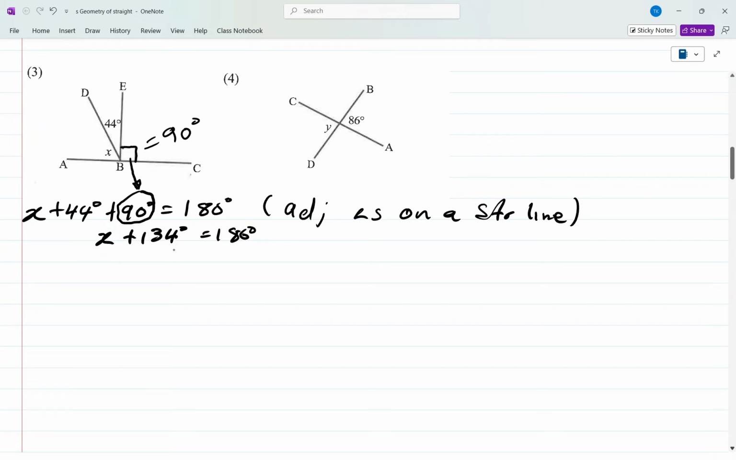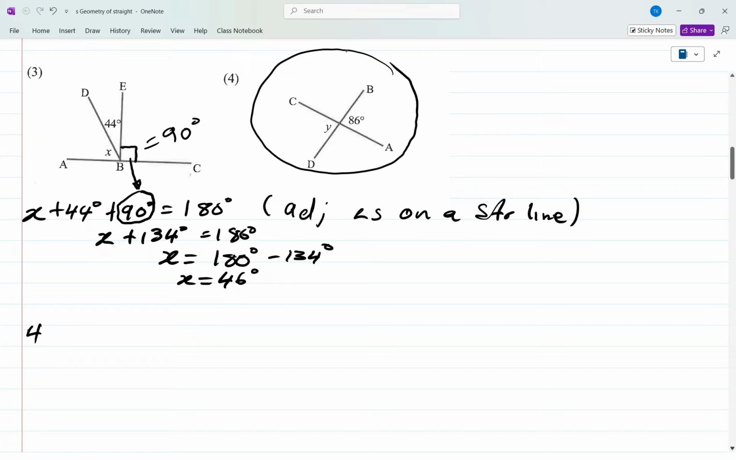And then now we are going to be transposing the 134 to the right hand side, which is going to be x being 180 minus 134. The value of x will give you 46 degrees. Okay, and then we move on to the next one, which is number 4. Number 4, you have something different from what you've done. It's different from number 1, number 2, number 3.